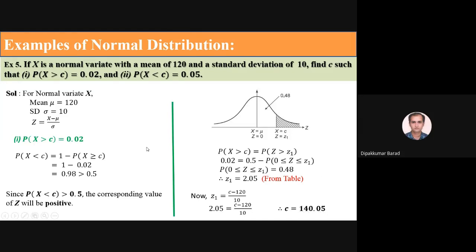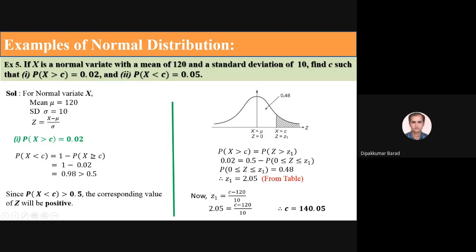If you have any doubt in this example, then ask me. First, look at what we have done here. We have to find C such that P of x greater than or equal to C is equal to 0.02, and this data we have been given. Now we already know that if P of x less than x1 is greater than 0.5, then x1 is positive. So we use the previous note here. We have discussed this for x less than C, which is nothing but 1 minus P of x greater than or equal to C.